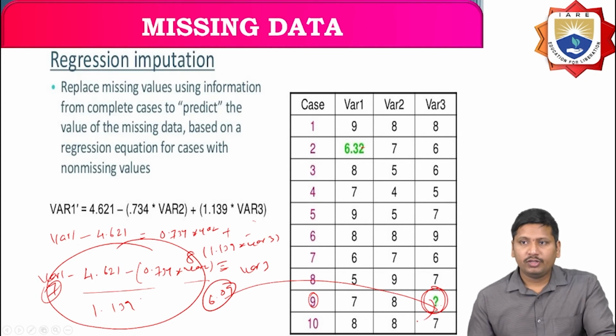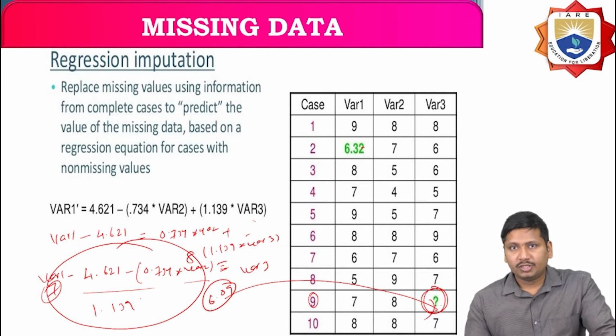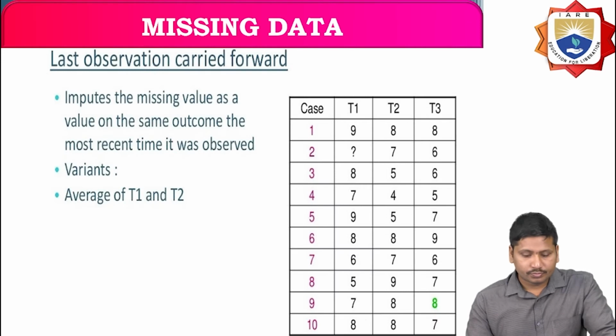So like this, I have to fill the missing value with the regression imputation. Right? So I am able to fill the missing values with the regression equation, to predict the missing values and fill them with the equation, based on the value I'm getting, that should be filled.